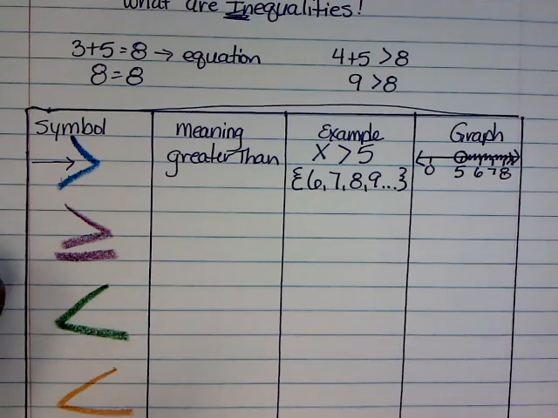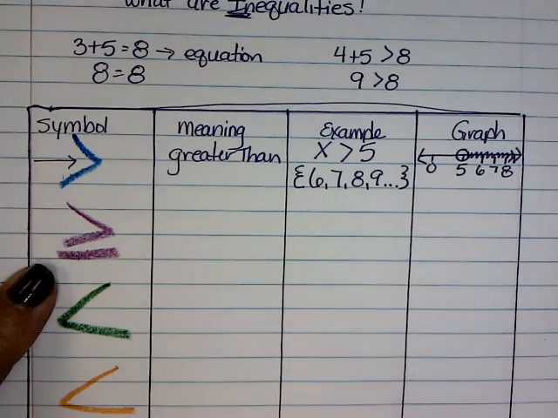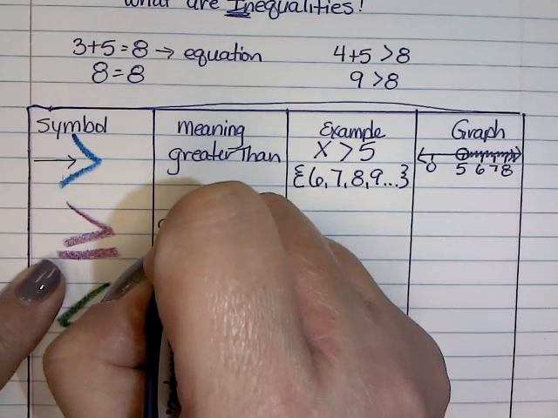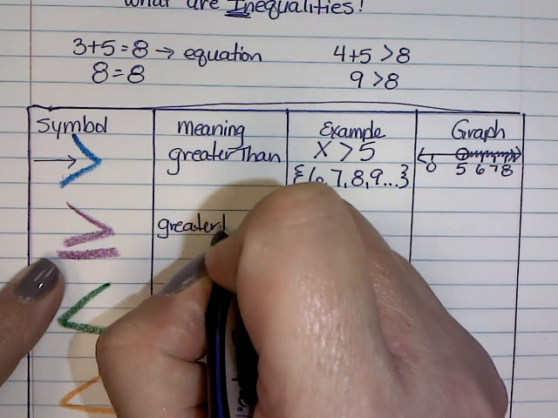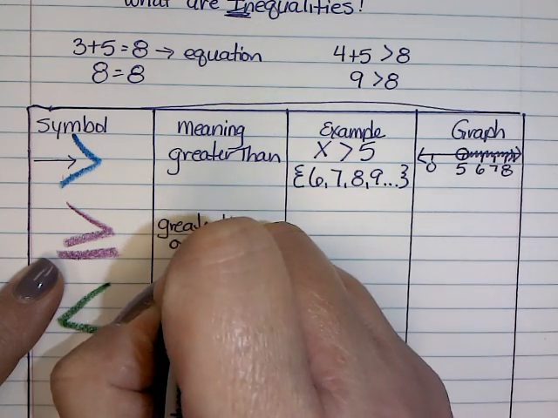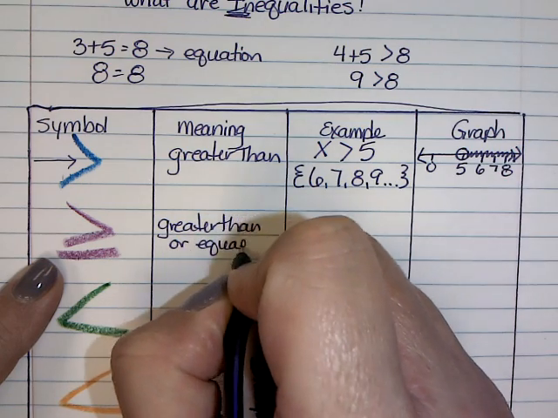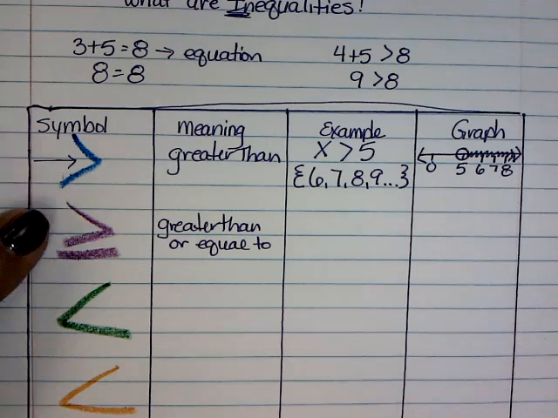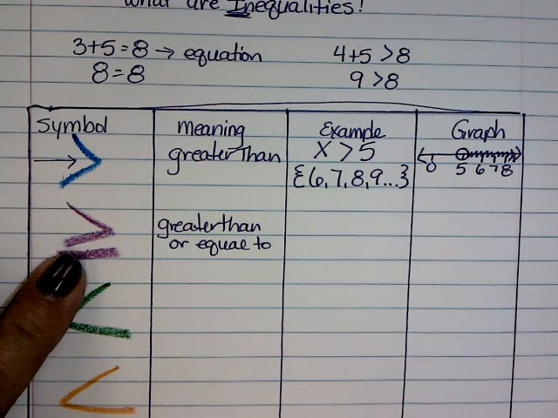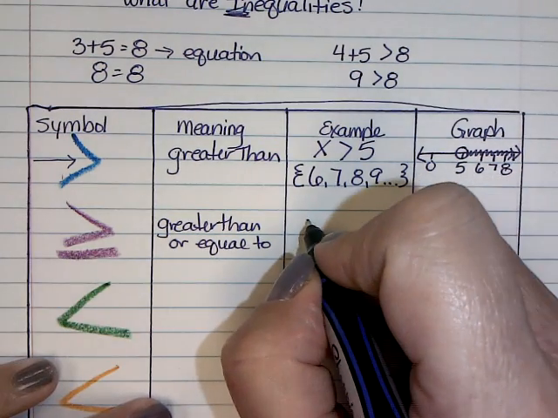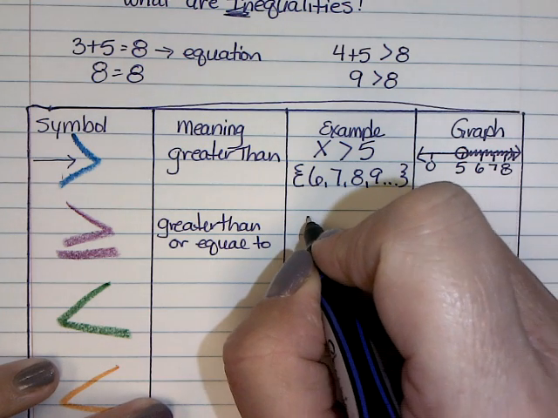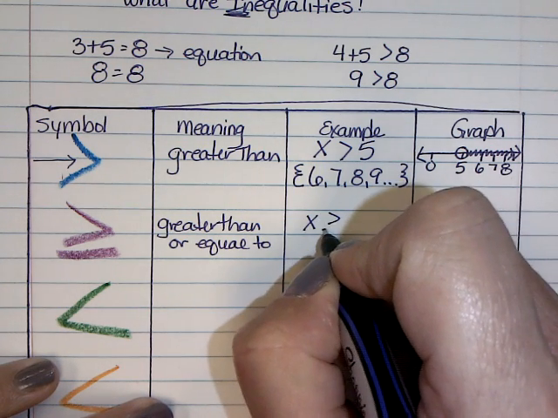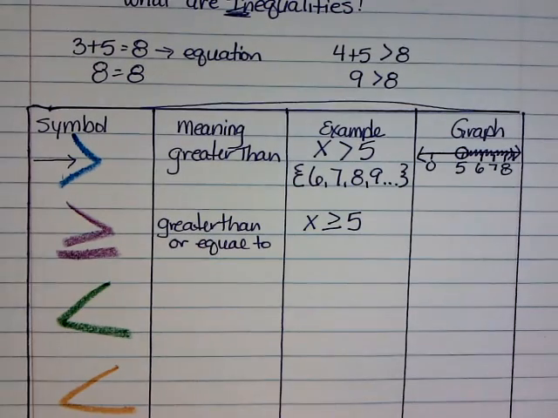Let's go down to the next one. The next one says that this is greater than or equal to. It's the exact same thing as the symbol right above it, except there's half of an equal sign there. An example of what this is going to be: x is greater than or equal to 5.